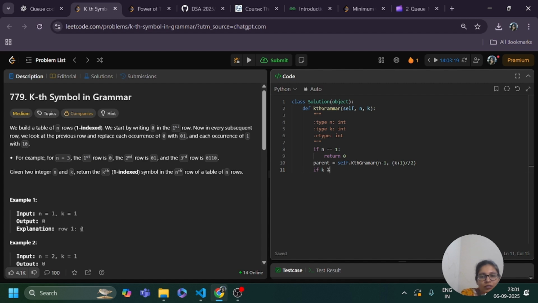If k divided by 2 equals 1: return parent, else: return 1 minus parent.